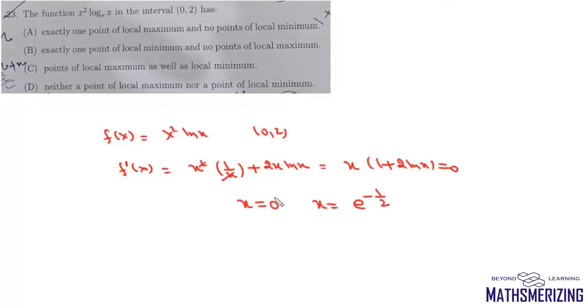Now x equal to 0, it is not included. So the only critical point that we have here is e to the power minus 1 by 2. Now rightmost is plus and the leftmost is minus. So basically it is a point of local minima. So we'll have exactly one point of local minimum and no point of local maximum, and that's your option B.